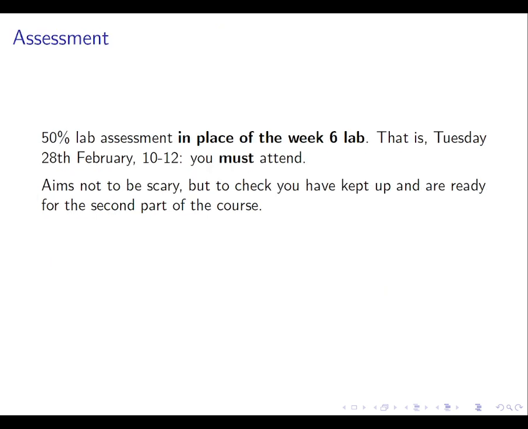The assessment of this course is 50% exam and 50% lab assessment. So the lab assessment takes place in the week 6 lab, so this year that's Tuesday the 28th of February, 10 until 12. Please diary that now, because you must attend. Think of it as being like an exam, so if for any reason you can't, you contact your personal tutor immediately and arrange to be documented that you can't be there, but please do be there if you possibly can. I'm emphasising that because in general I don't really like to make in-person sessions compulsory.